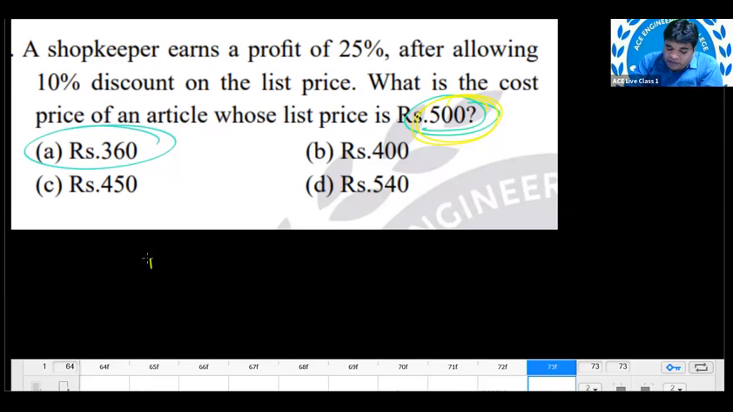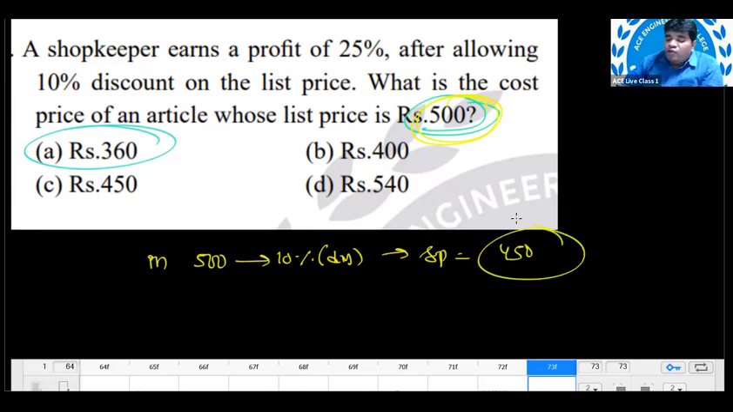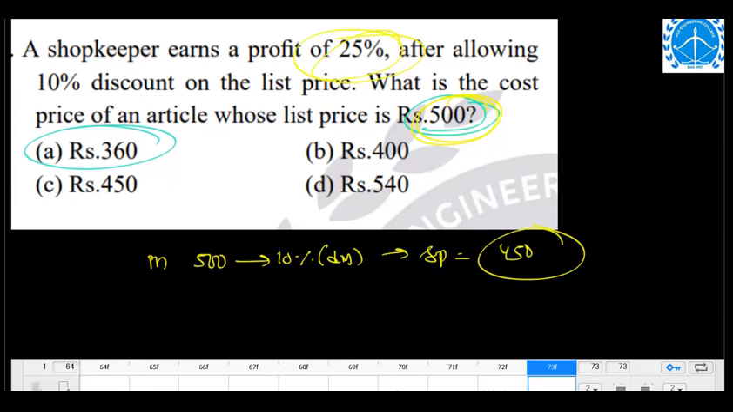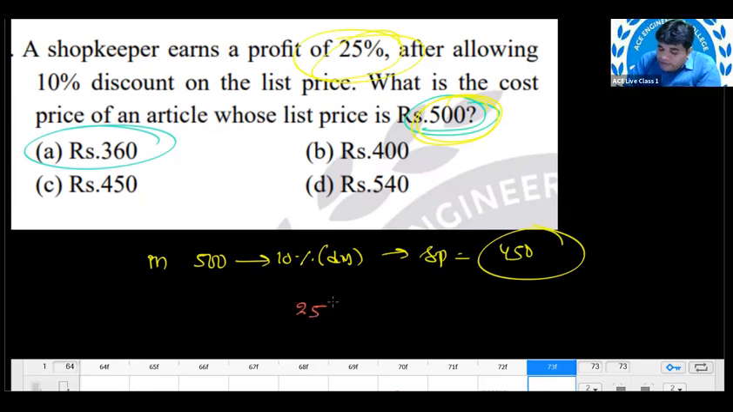In 500, after giving the 10% discount, what is the selling price? Then it is 450 rupees. But this 450 is equal to the 25% profit on the cost price. Yes sir, 450 is equal to the 25% profit on the cost price.